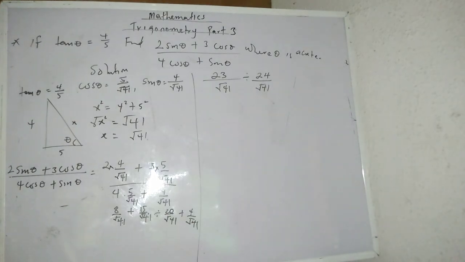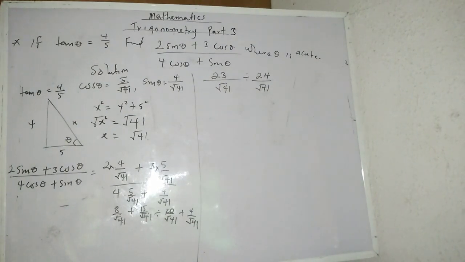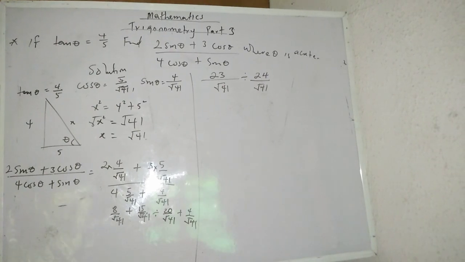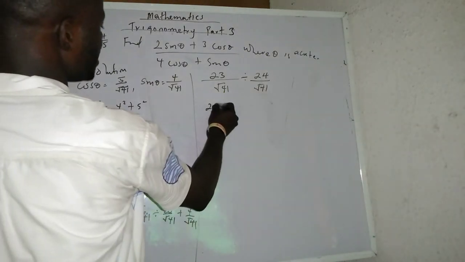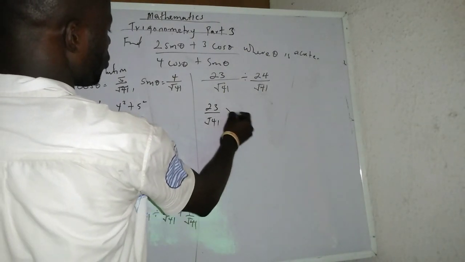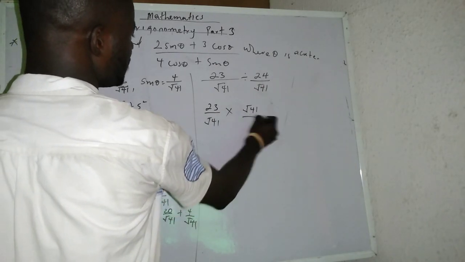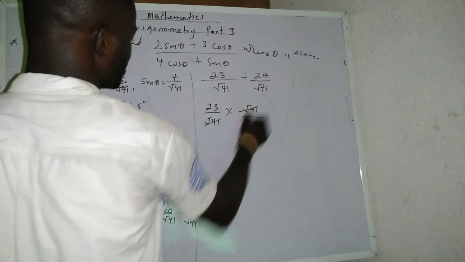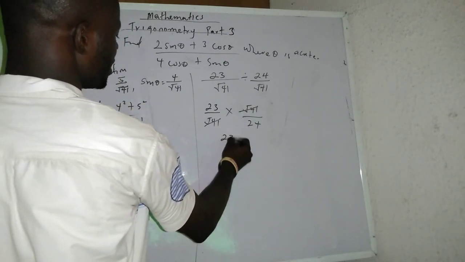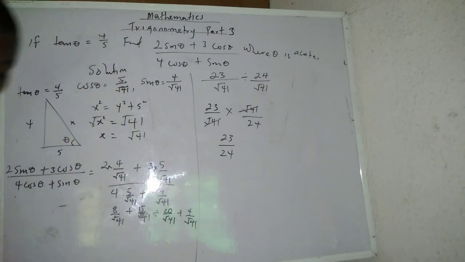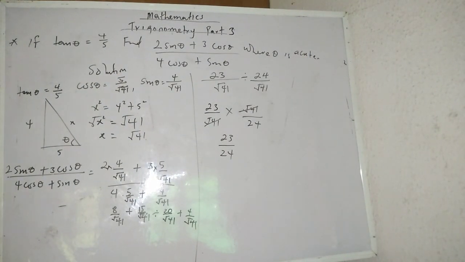After finding the LCM, I have 23 over root of 41, multiplied by root of 41 over 24. This will cancel this, and I will have 23 over 24, which is a proper fraction. That is my answer. I don't need to stress myself further. That is my final answer, 23 over 24.